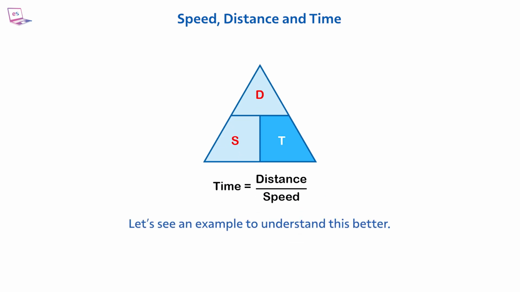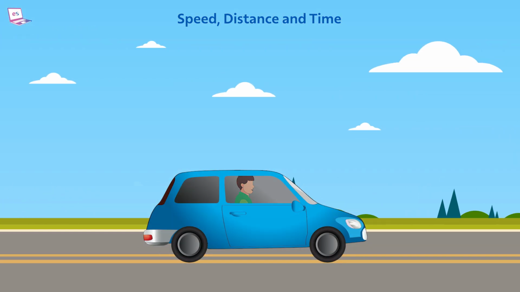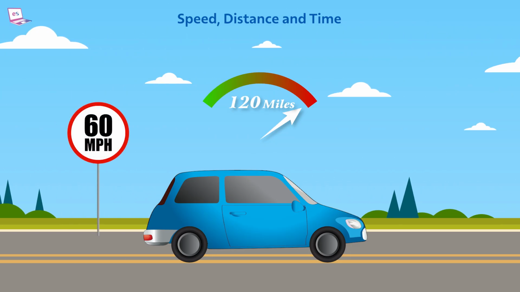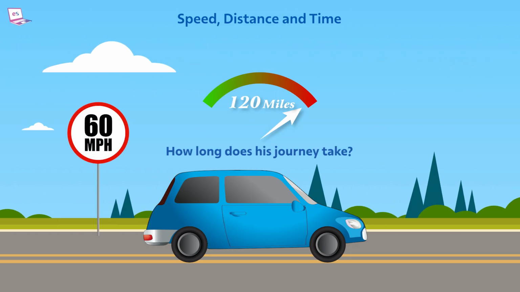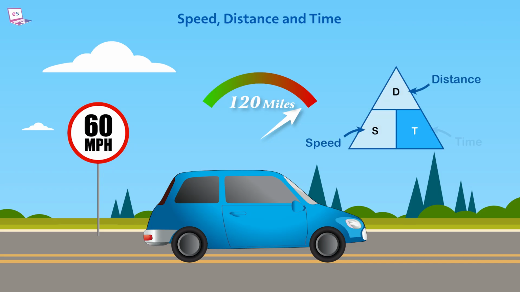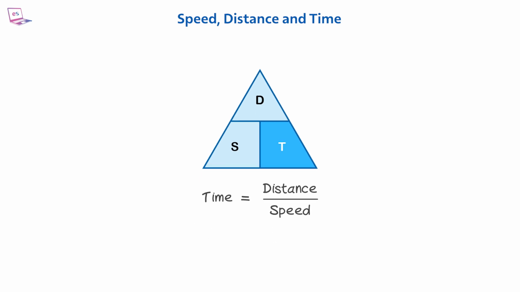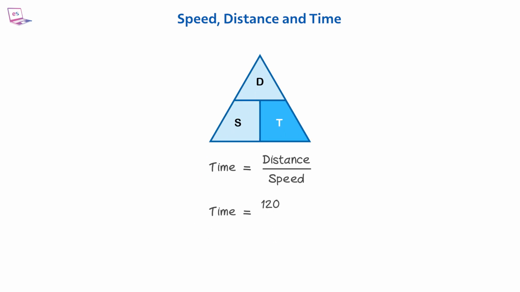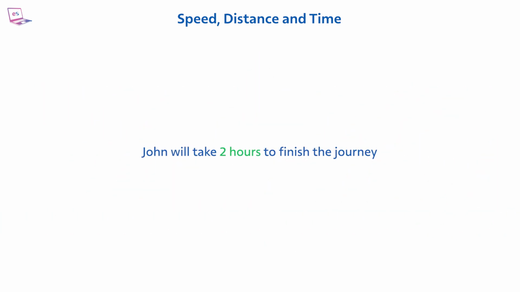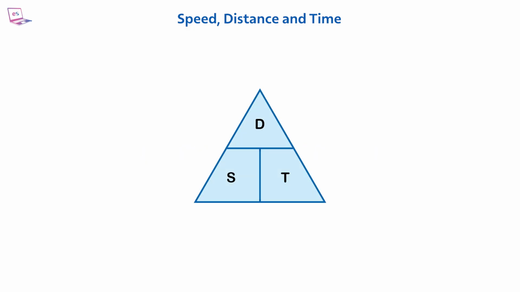Let's see an example to understand this better. If John travels 120 miles at 60 miles per hour, how long does his journey take? Here, the distance and speed are given, and the time taken for the journey needs to be calculated. In the formula triangle, if you cover the time, we get the formula as distance divided by speed. Let's substitute the values in the formula. Time equals 120 divided by 60, which is equal to 2 hours. John will take 2 hours to finish the journey. See, it's that simple. The formula triangle makes calculating speed, distance, or time easy.